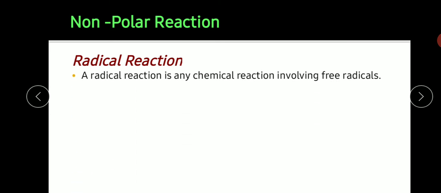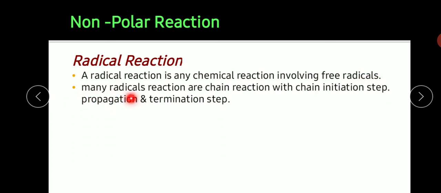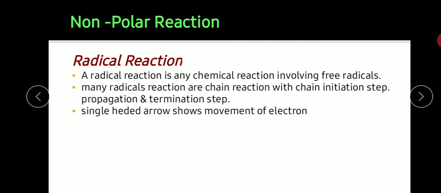Now see the radical reaction. A radical reaction is any chemical reaction involving free radicals. Many radical reactions are chain reactions with a chain initiation step, propagation step and termination step. A single-headed arrow shows the movement of an electron. This is the structure of a single-headed arrow. It shows the movement of an electron.